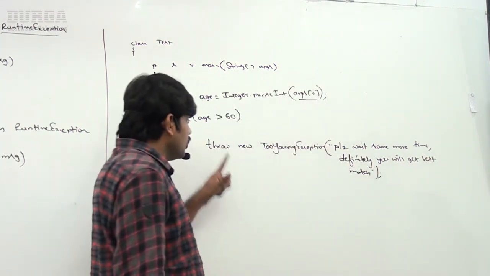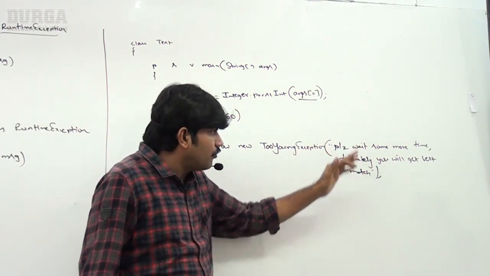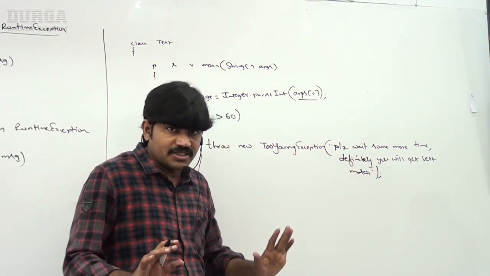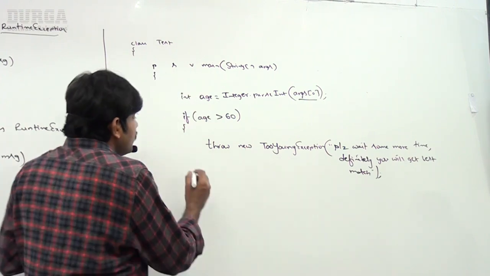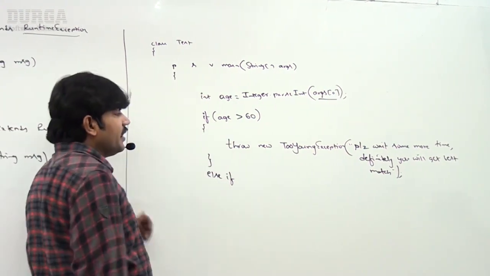Like this I'm taking: throw new TooYoungException. Please wait some more time, definitely you will get the best match. Okay, like this I took, sir. Now, else if.